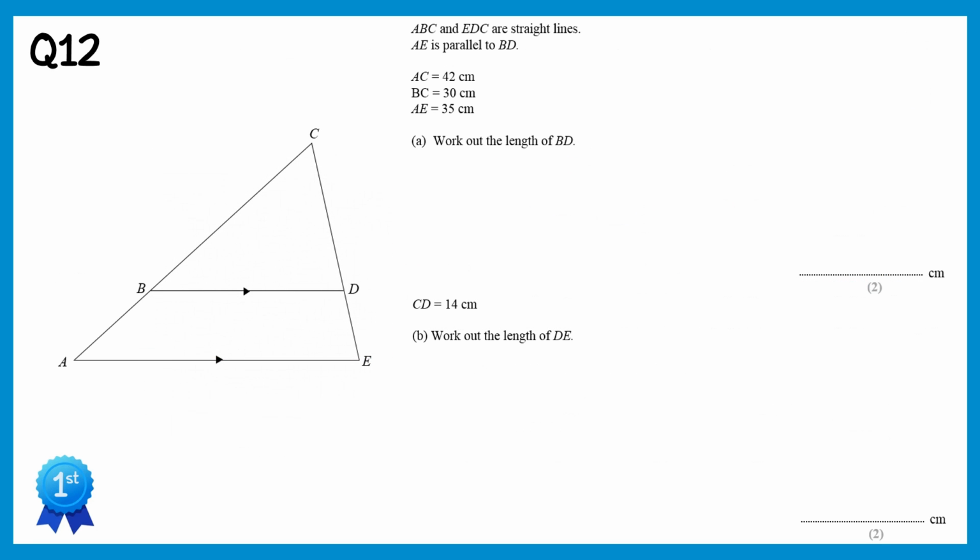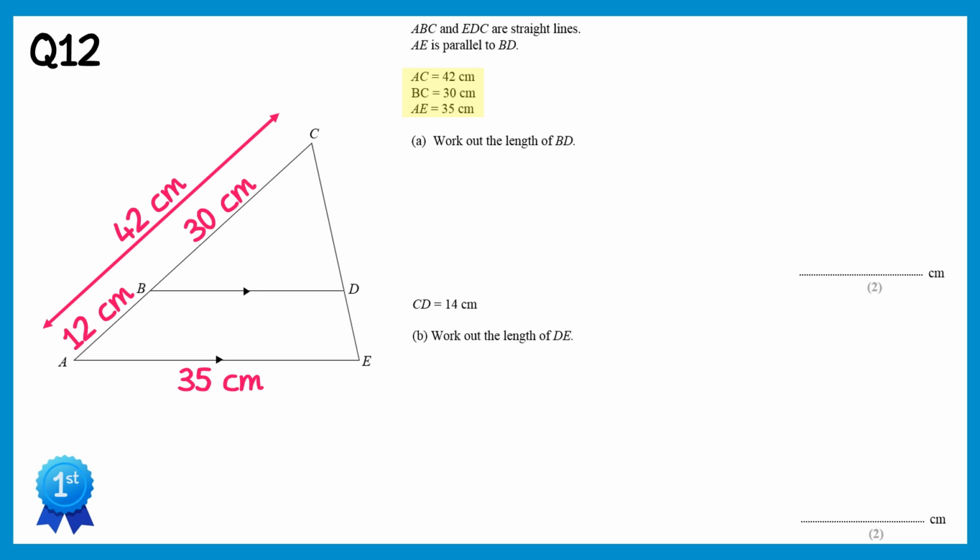We can begin this question by writing on the information we're given. So AC is 42, BC is 30, and AE is 35. We can also work out AB by doing 42 take away 30, which gives you 12. The side we're trying to find is BD. Since we have similar triangles here, it might be easier to view these as a small triangle and a large triangle. For our small triangle, we have 30 centimeters on the left, and BD is the base. For the large triangle, it's 42 on the left, and 35 on the base.